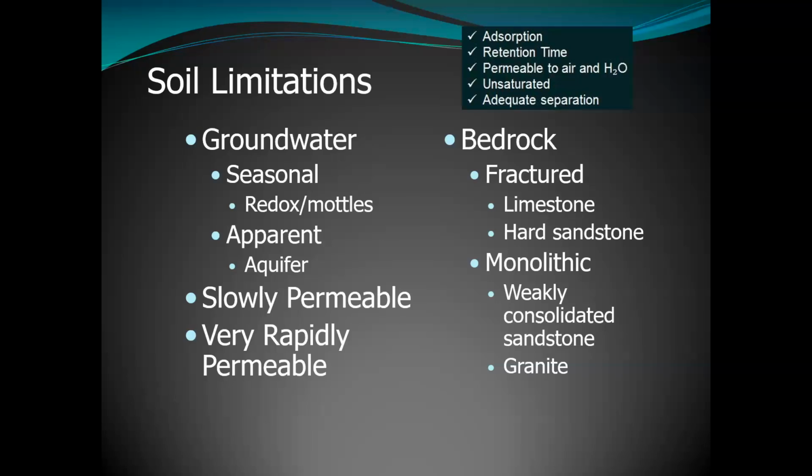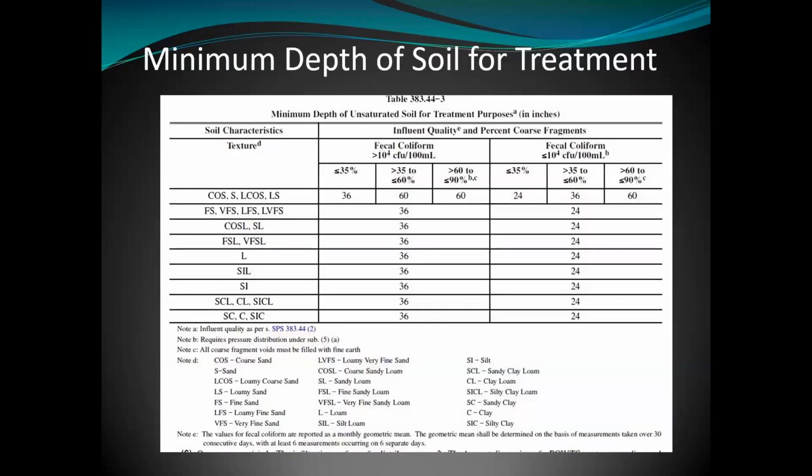But then also bedrock, our fractured limestone or hard sandstone, or monolithic, weakly consolidated sandstone or granite, something like that. So minimum depth of soil treatment, I just mentioned this one. If we have coarse sands, loamy coarse sands, or loamy sands, and we're not pre-treating our effluent, so we're greater than 10 to the fourth or 10,000 colony forming units per 100 milliliters, and it's that gravelly, 35 to 60, or very gravelly, or extremely gravelly, we're going to have 60 inches of separation required.